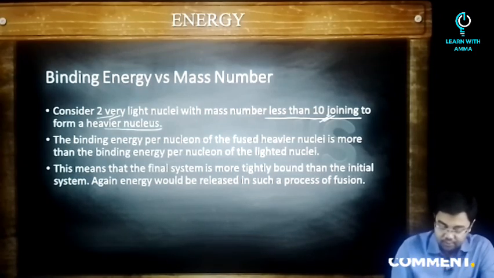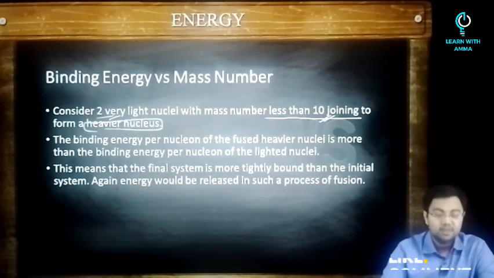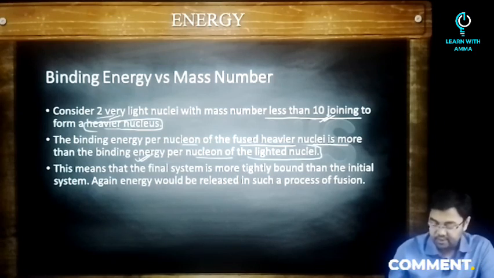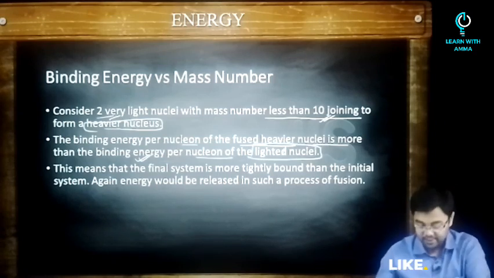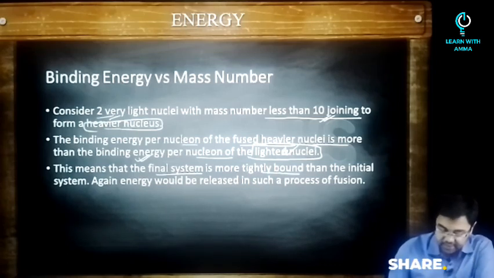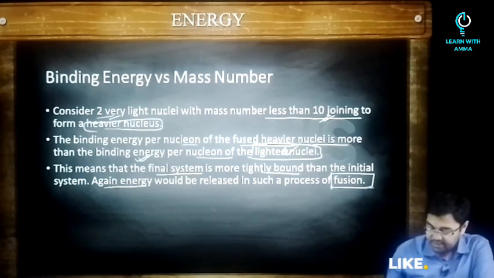Now, another case would be when we consider two light nuclei which have mass numbers less than 10, which would join together to form a heavier nucleus. So the binding energy per nucleon of the fused heavier nucleus is going to be more than the binding energy per nucleon of the lighter nuclei. This means that the final system is more tightly bound than the initial system. Again, energy would be released in such a process, and this is fusion.